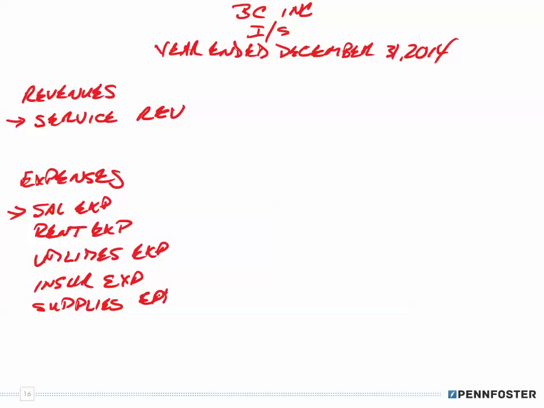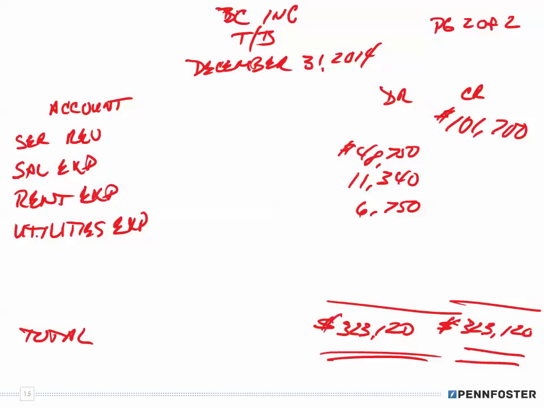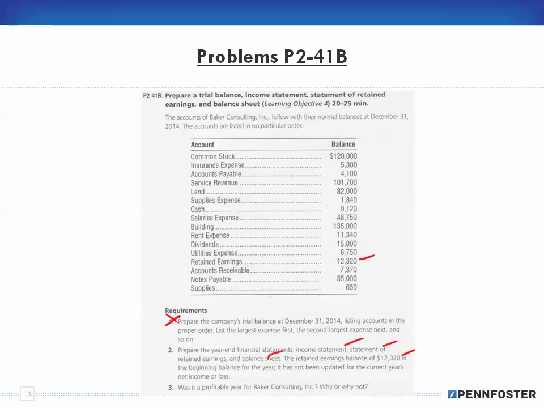I had put them on the trial balance, and that's why I was a little confused here, because I had put the supplies expense before the insurance expense. Okay, so reality is that since we're listing them from the highest amount to the lowest amount, it should have been insurance expense and then supplies expense, which would have been 5,300 and then 1,840. Okay, based upon the instructions, it had said the second largest expense first, second largest, and so on.